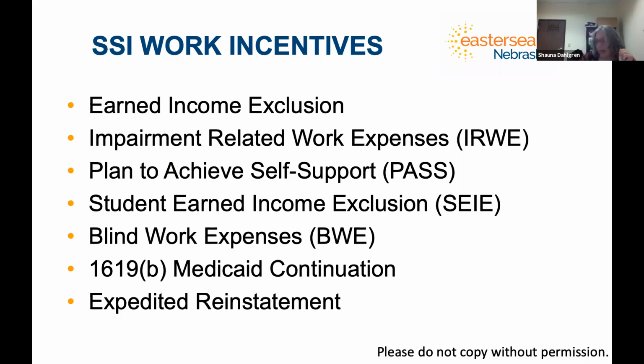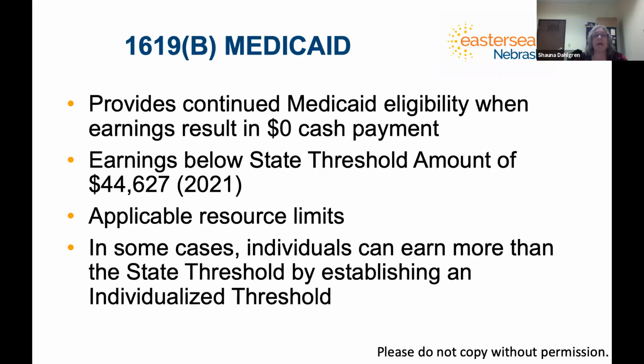And then also, maybe even most importantly, you'll see listed there 1619B, which is the continuation of Medicaid. So again, as Mark alluded to, that healthcare can be vitally important to an individual, both for medical expenses that may come up, but it can also provide access to services like DD services or other waiver services that a person can only access through Medicaid. So you may be able to make more money by working when you receive SSI, but it's also very important oftentimes to maintain that access to Medicaid.